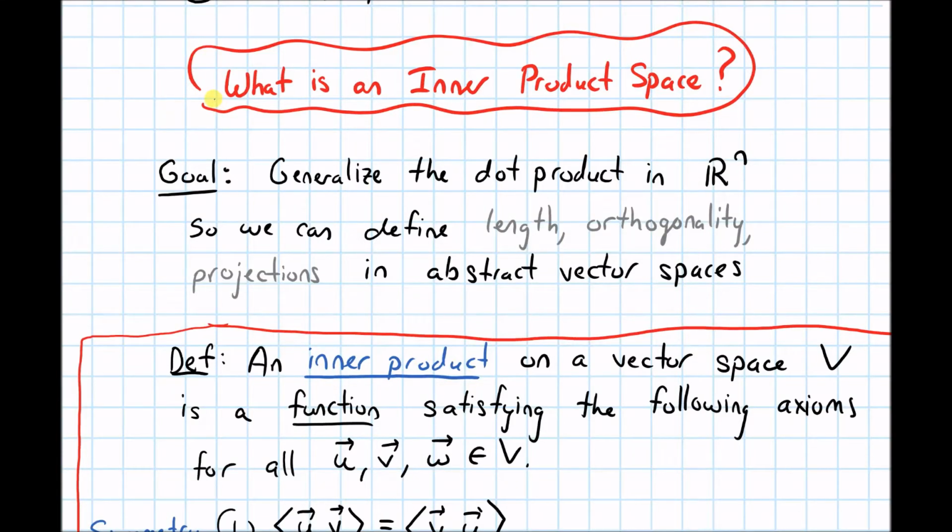In this video, we're going to talk about what an inner product space is. So our overarching goal is we want to find a way to generalize the dot product that we talked about in Rn. So sometimes the dot product, we refer to this as the standard inner product.